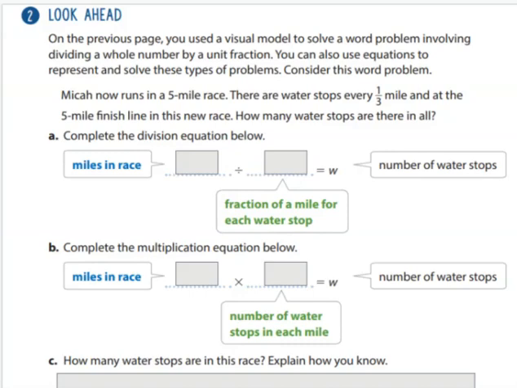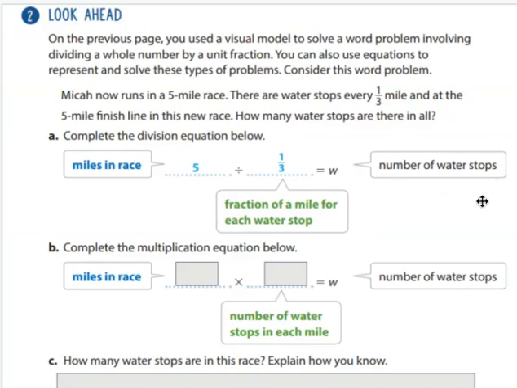So in part A, it says let's create a division problem. So first, we need to think about how long the race is. And we know that the race is 5 miles long. The second part here, it says fraction of a mile for each water stop. So we know that we have to take our 5 miles and divide it up into 1/3 pieces. This is going to help us figure out how many total water stops there are.